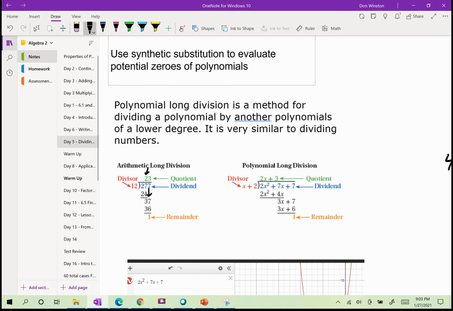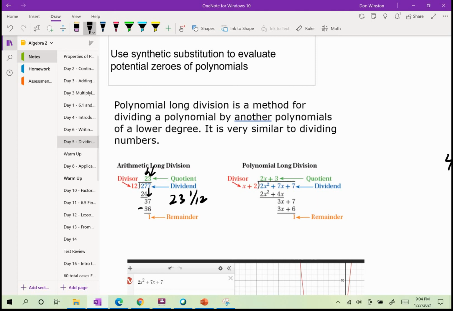And then we would say, how many groups of 12 go into 37? There's 3 groups of 12 that go into 37. We'd multiply 3 times 12, which gives us 36. And then we would subtract and we get a remainder of 1. So 12 was not a factor of 277. And when we got that remainder of 1, we would write our answer as 23, which was our quotient, and 1 over our divisor. So 23 and 1/12.